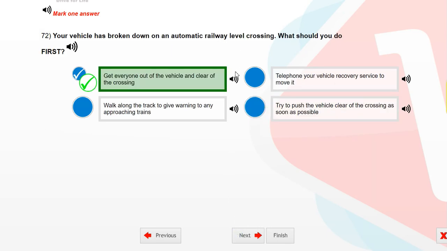Your vehicle has broken down on an automatic railway level crossing. What should you do first? تعطلت سيارتك عند قاطع قطار مروري أوتوماتيكي، ماذا عليك أن تفعل؟ حدد إجابة واحدة. Get everyone out of the vehicle and clear of the crossing. إخراج الجميع من العربة وإخلاء التقاطع.